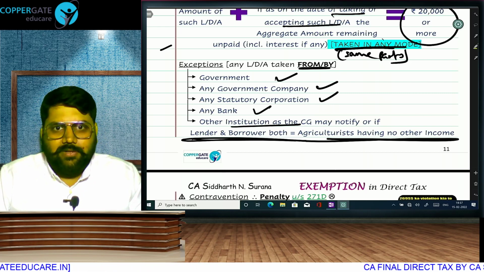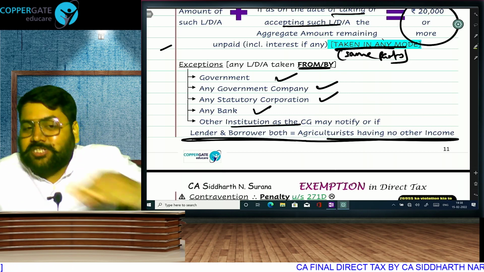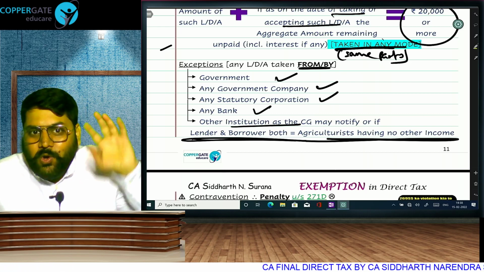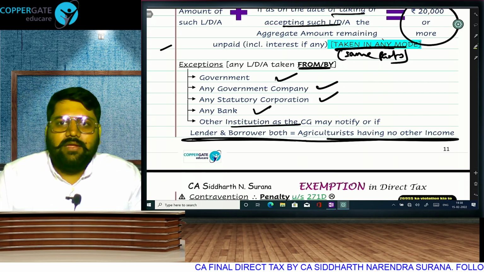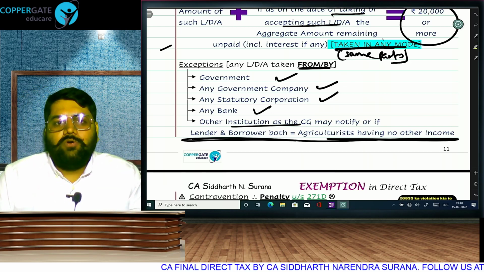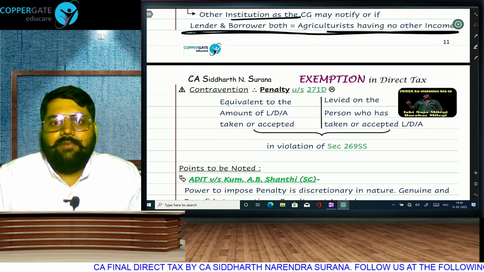You can take any amount of loan in any mode because the provision is not going to be applicable. So except these exceptions, if you take a loan where your total is touching 20,000, old loan plus new loan, old in any mode but from the same party, then you have to take it in allowed modes, otherwise you will be liable for penalty.